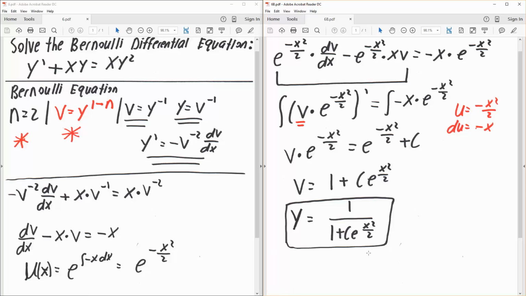So, important note, if you're going to do a Bernoulli equation, this is important, and multiplying by v here is also very important. The rest is pretty much the same as how we normally do differential equations. And that's about it.